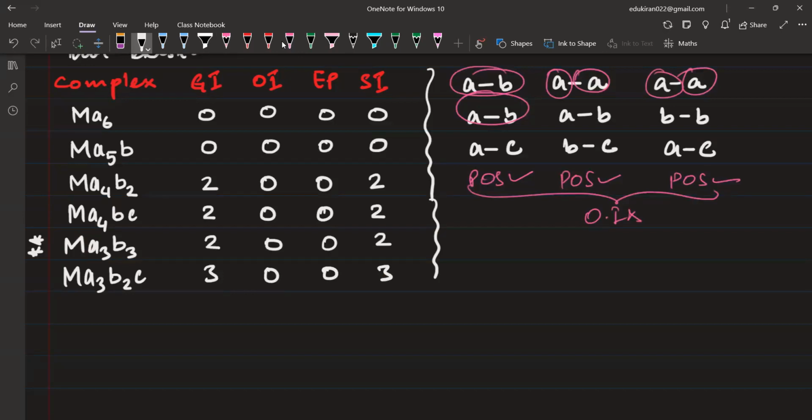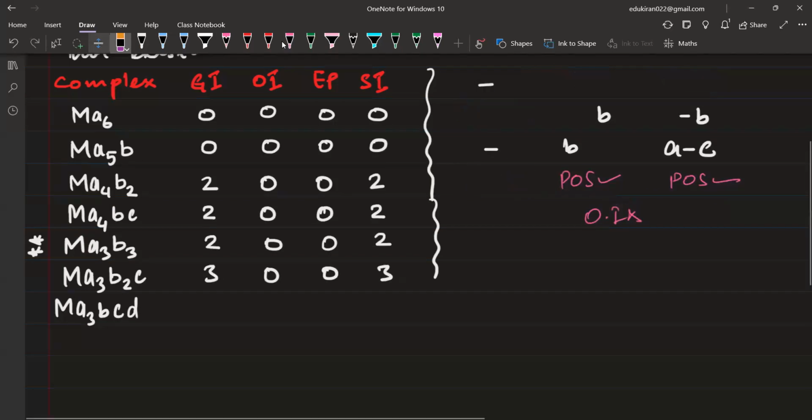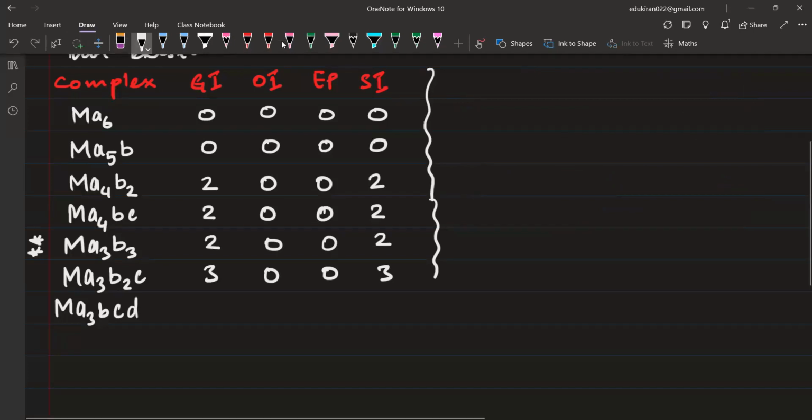Now let us look at the next case, MA3BCD. Now, let's take the first case. Let's suppose we'll start with AA, okay? And AA after this, ABCD.